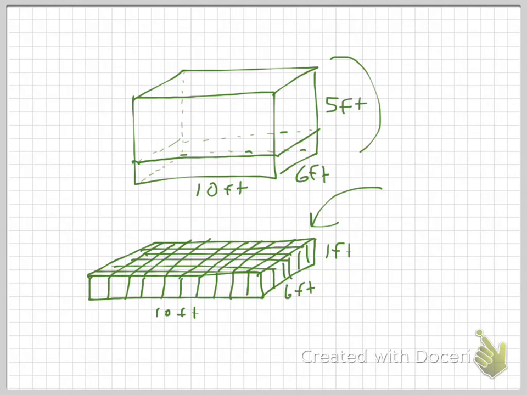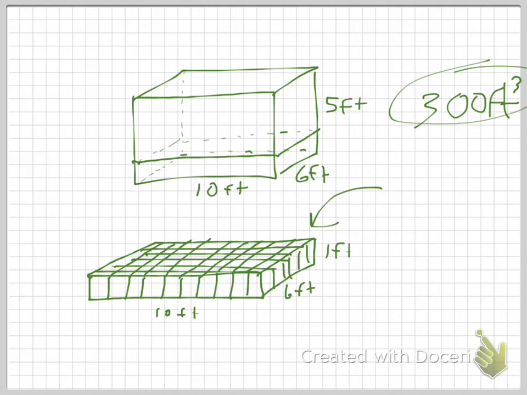Well, what if it was 5 feet tall? Then what would I do? If the bottom layer is 60, then how many more layers do I have to do? 4 more layers, right? So if the bottom one's 60, then the next one is 60, and the next one's 60, and so it's 60 times 5. There's 5 layers, it's 60 times 5, which would make it 300 cubic feet.